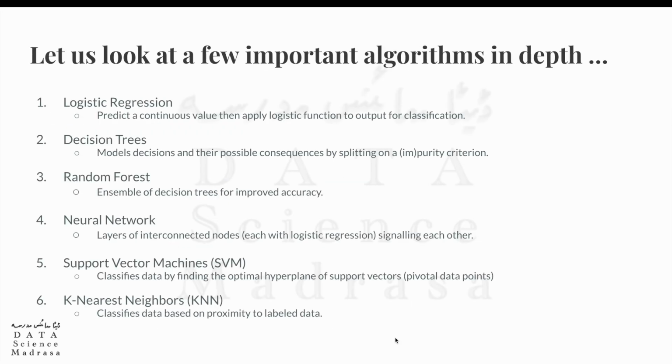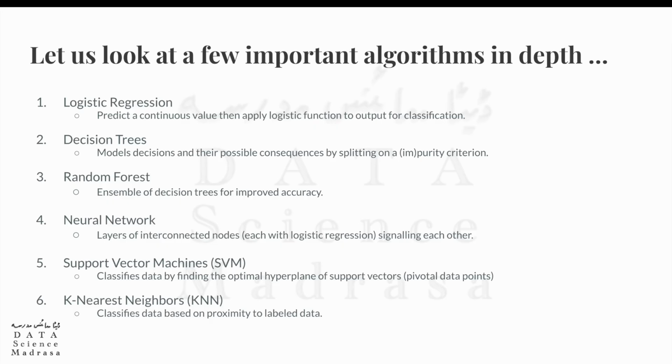So let's look at a few important algorithms in depth. We'll start with logistic regression, which predicts a continuous value and then applies a logistic function to the output for classification, to bind it between 0 and 1, either 0 or 1, and we can do binary classification with that. We'll do a decision tree algorithm as well, which models decisions and their consequences by splitting on some kind of criterion. This normally is a purity or measure of impurity.